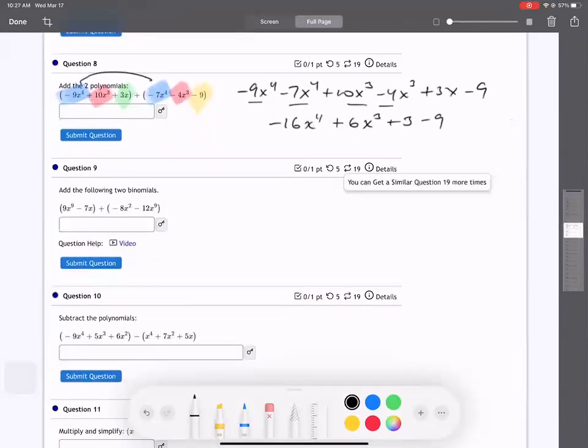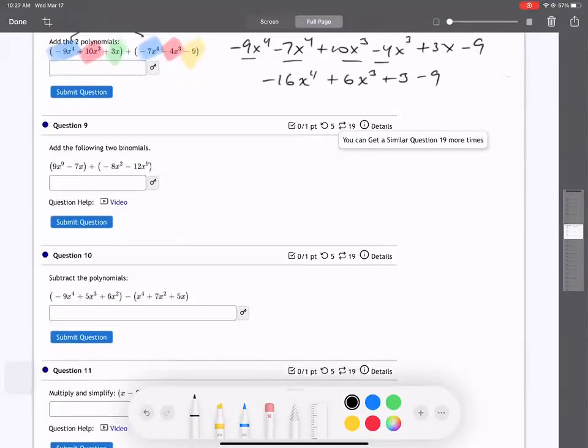The following question is very similar to that. We're just adding binomials, except make sure you only add like terms. These are my like terms here, right? Because you have 9x to the 9 minus 12x to the 9. I have x squared minus 8x squared, and then plus a 7x.